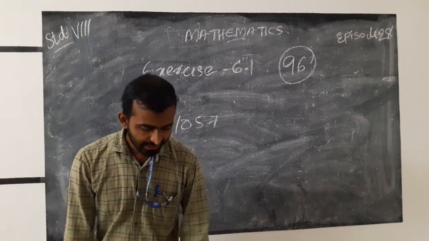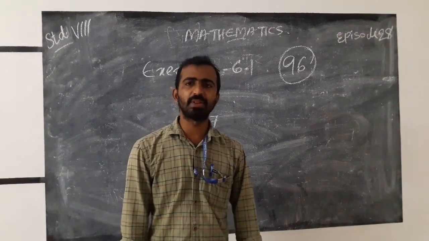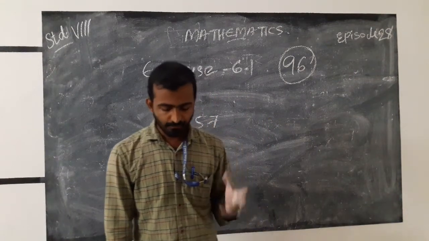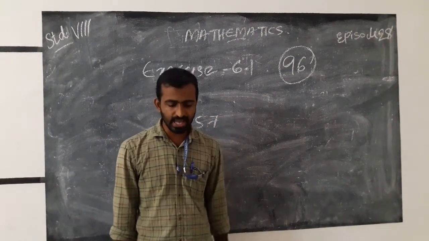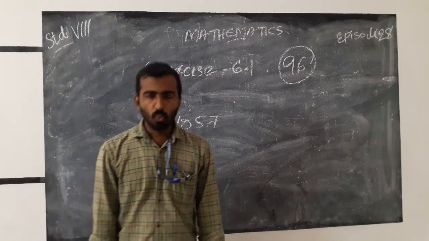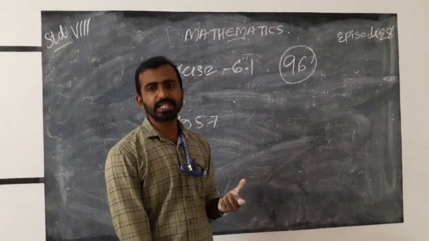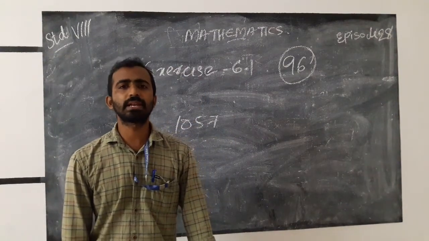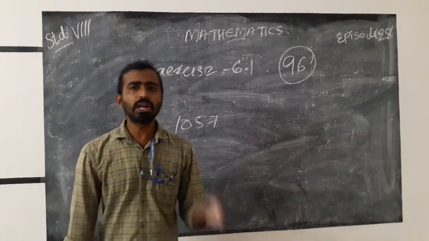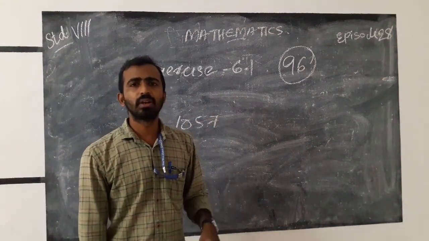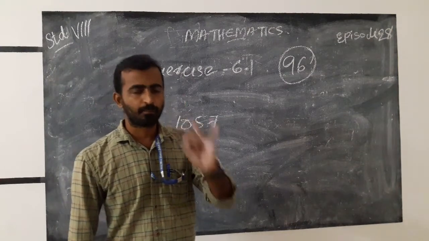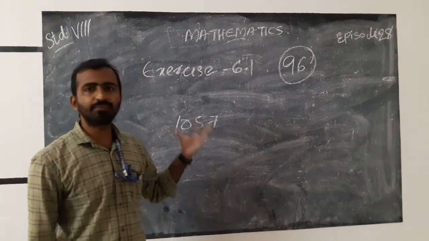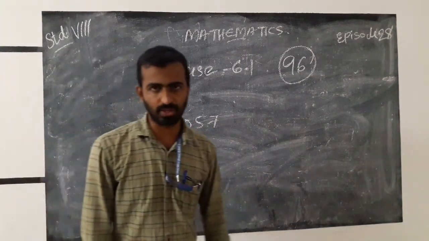Square numbers end with 0, 1, 4, 5, 6 and 9. This number is ending with 7, so this number is not a perfect square. Only a perfect square can end with 0, 1, 4, 5, 6, 9. At first sight, we can understand this is not a perfect square.